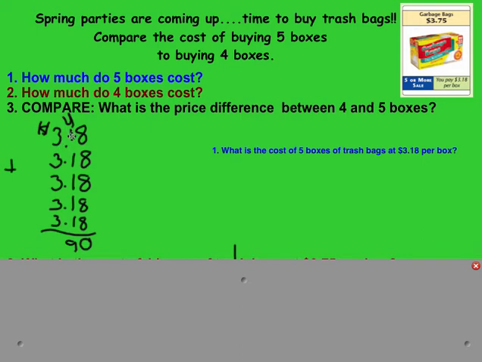Carry your decimal down. When we add decimals, we carry that decimal straight down. Okay, and now let's add our 3's. You can either add the 3's or multiply. 5 times 3 would give me 15. I don't have any other numbers to work with, so I'm going to bring my 15 straight down. So how much are 5 boxes going to cost me at that special price? $15.90. Not bad. Let's move on now because we still need to find the cost of 4 boxes.